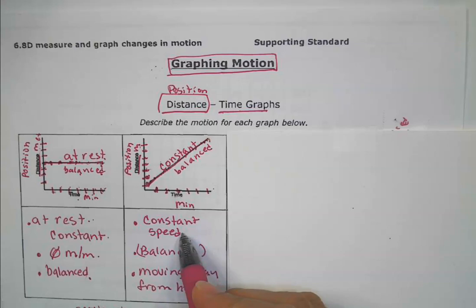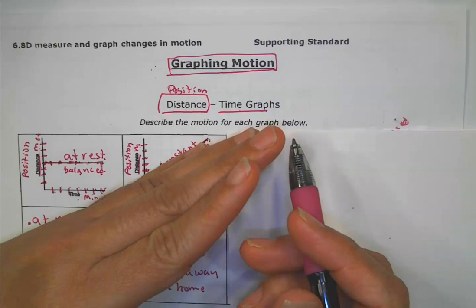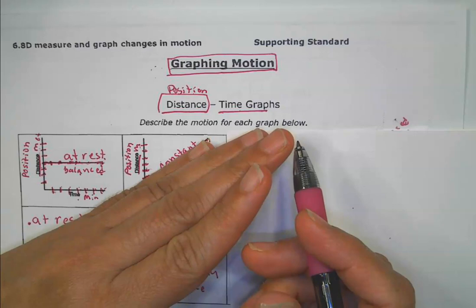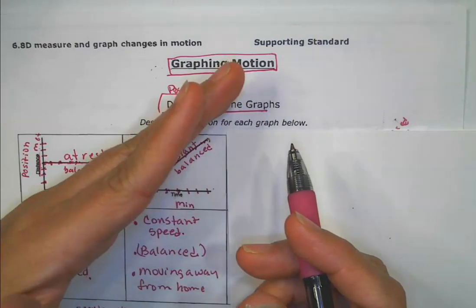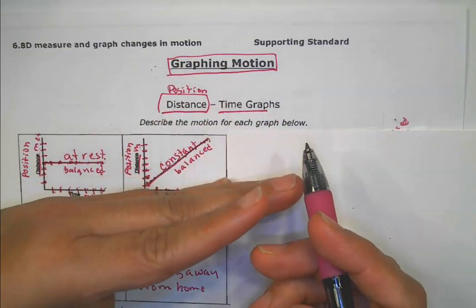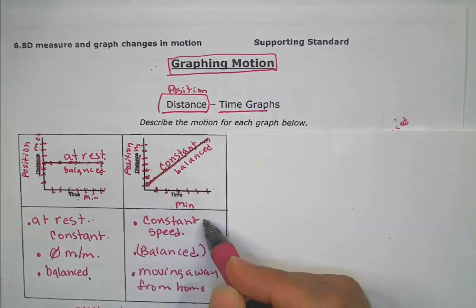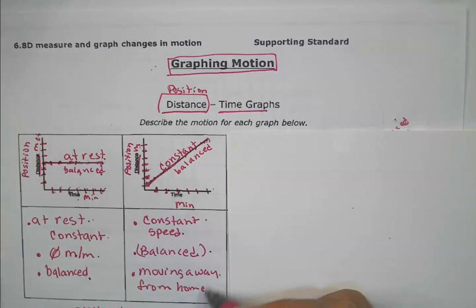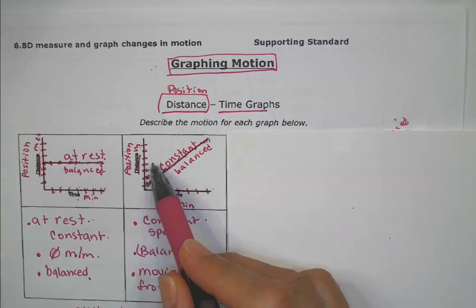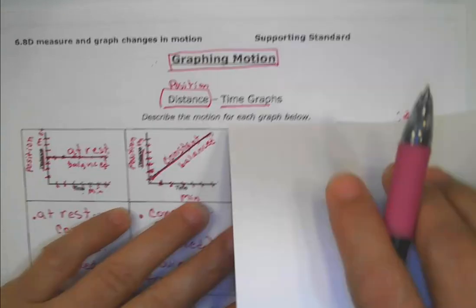So then constant speed. In distance graphs, when you see a slope, a line at an angle, that's going to be that the object is traveling at a constant speed. The steeper the slope, the faster the object is moving. The less the slope, then that means that I am going slower. So this is constant speed. So we say constant speed, forces are balanced, moving away from home because we started at 0 meters, then we go 10 meters away from home, 20 meters away from home. So constant speed. Now, let's go ahead and look at the next one.